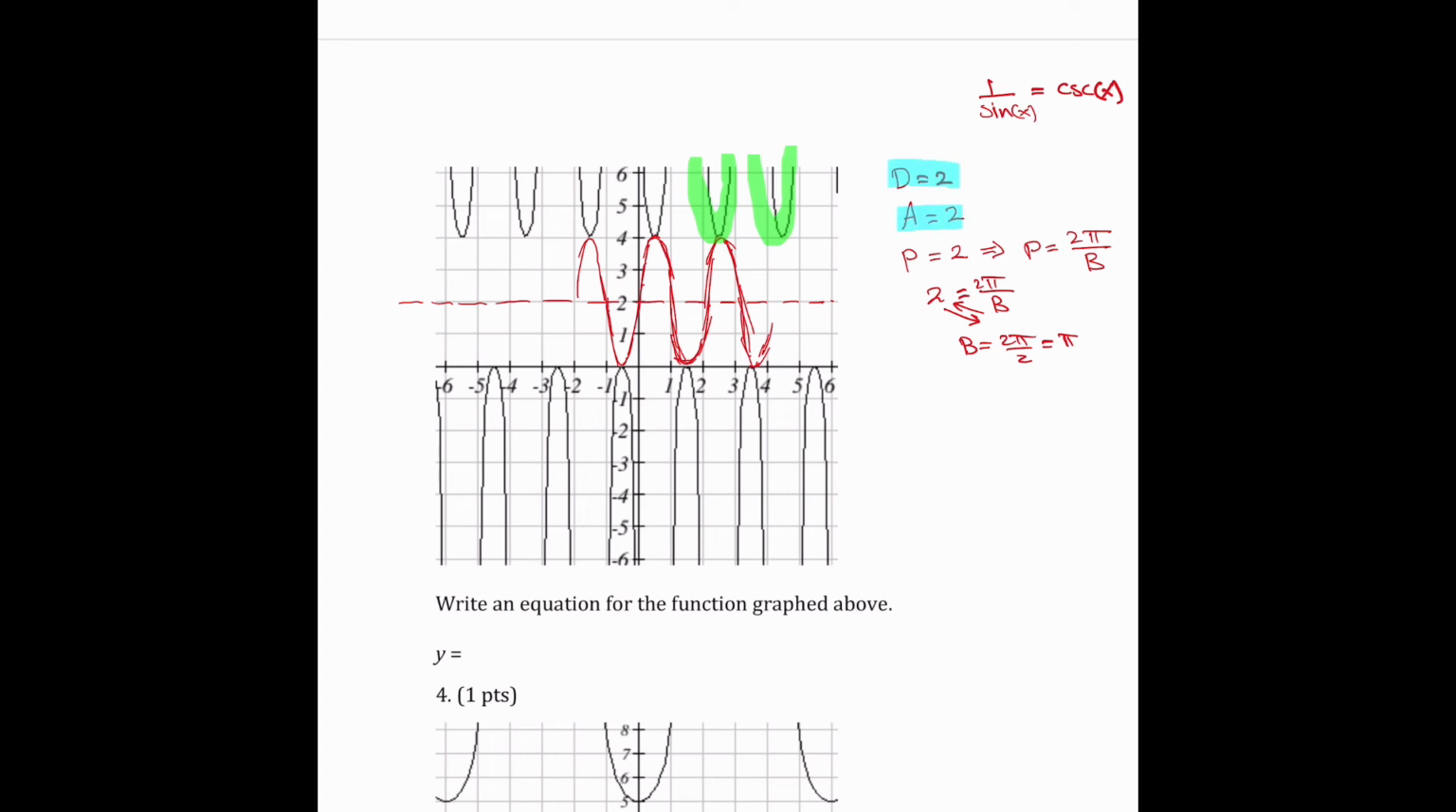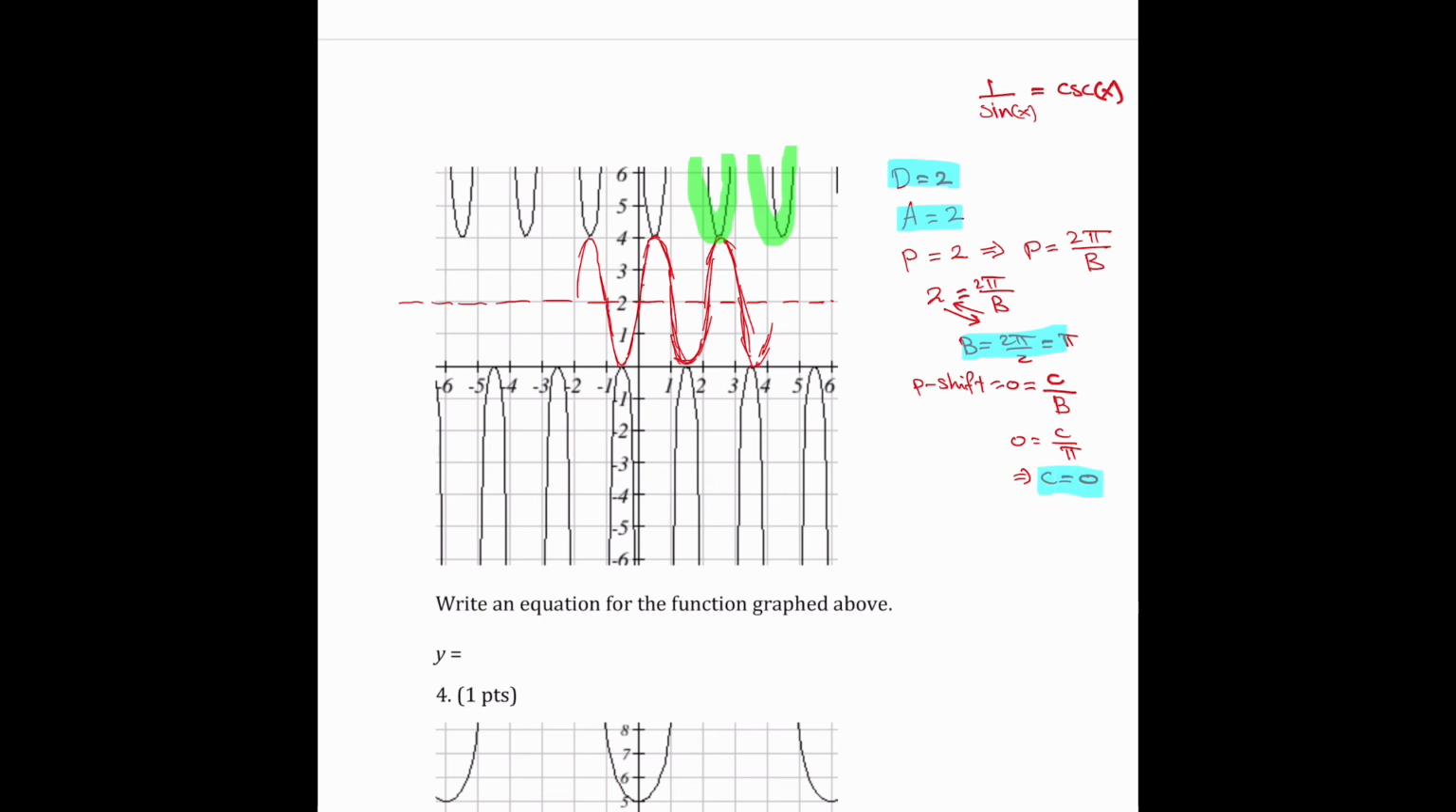I have D, I have A, I have B, and now I need to find C. So C is basically the phase shift. My observation here tells me that the sine function did not shift to the right or to the left, which means the phase shift equals 0. And since the phase shift is equal to C over B, and we know B is equal to pi, that means C is equal to 0. So 0 equals C over pi, which will lead to C equal to 0.